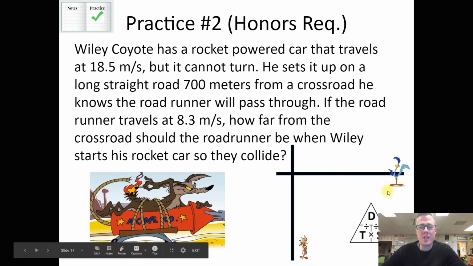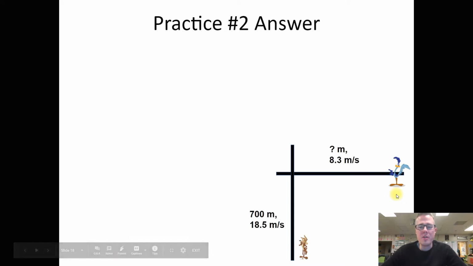All right, if you are back watching, you are ready for the answers. In order to solve this type of a question, here's what you would have needed to do. It gave you the distance that Wile E. Coyote and the speed that Wile E. Coyote had before he got to the intersection. So he had 700 meters to go, and he was going to be going pretty fast, 18.5 meters per second. The Roadrunner, on the other hand, all we knew for the Roadrunner was how fast he was going. We didn't know how far he was from the intersection.